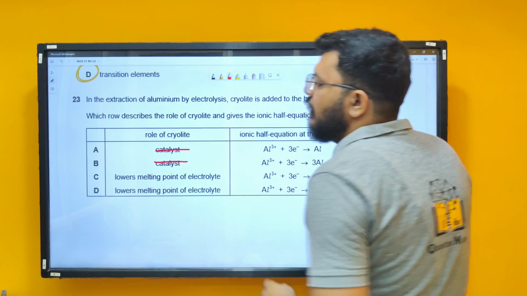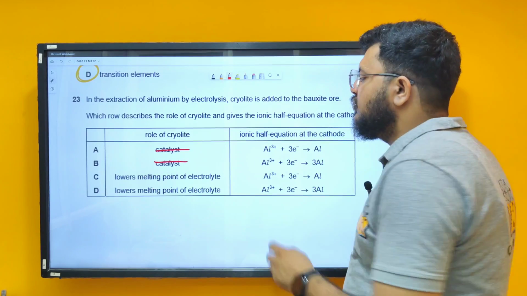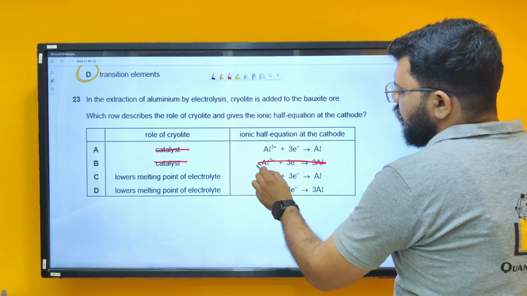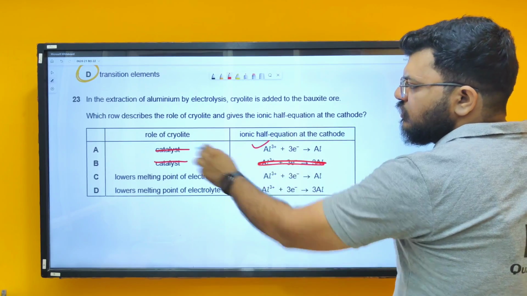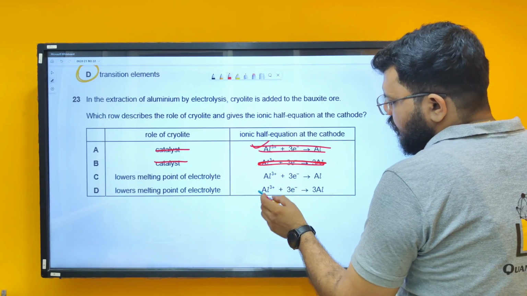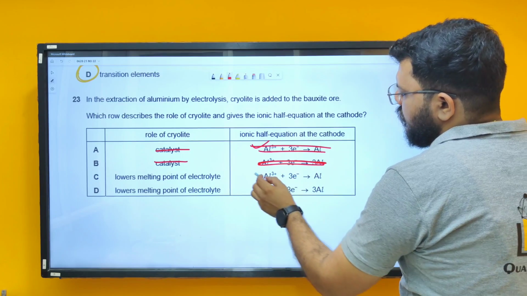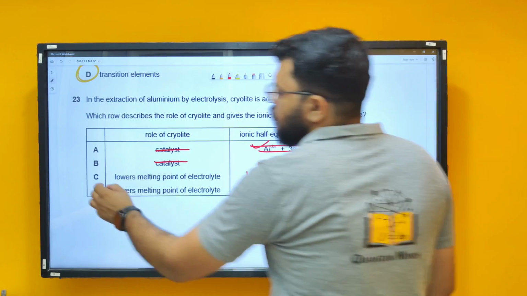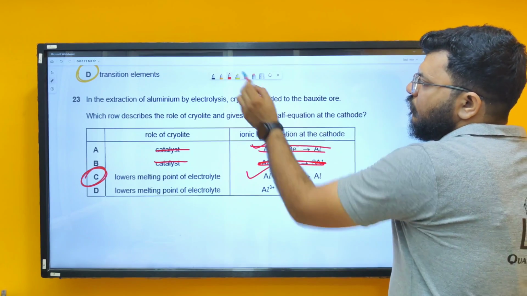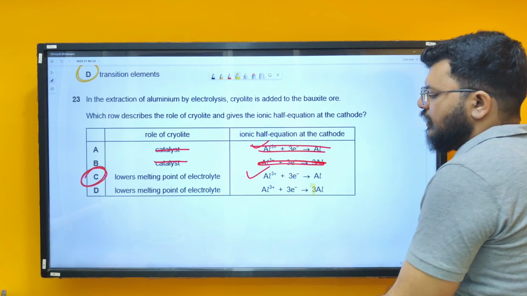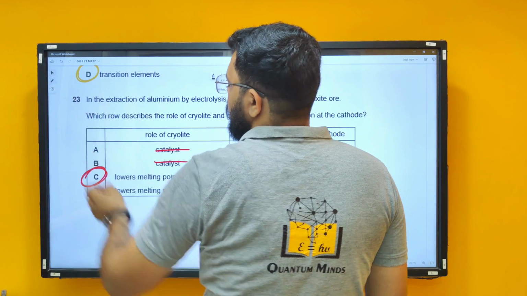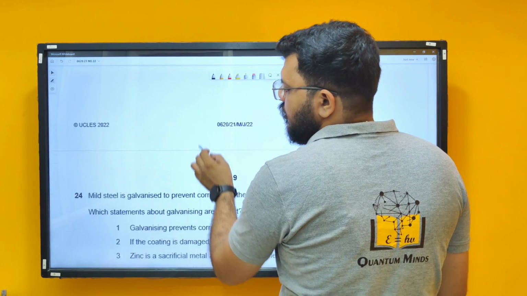So no, cryolite is not a catalyst. Let's find out the ionic half equation. So this is not a correct half equation. This one is, but this option is already cancelled out. So not this, and Al3+ plus 3 electrons, yes, this is the correct answer. So option C is your correct answer. Here, what is the mistake? 3Al, right? That should not be the case. And therefore option C is your correct answer.